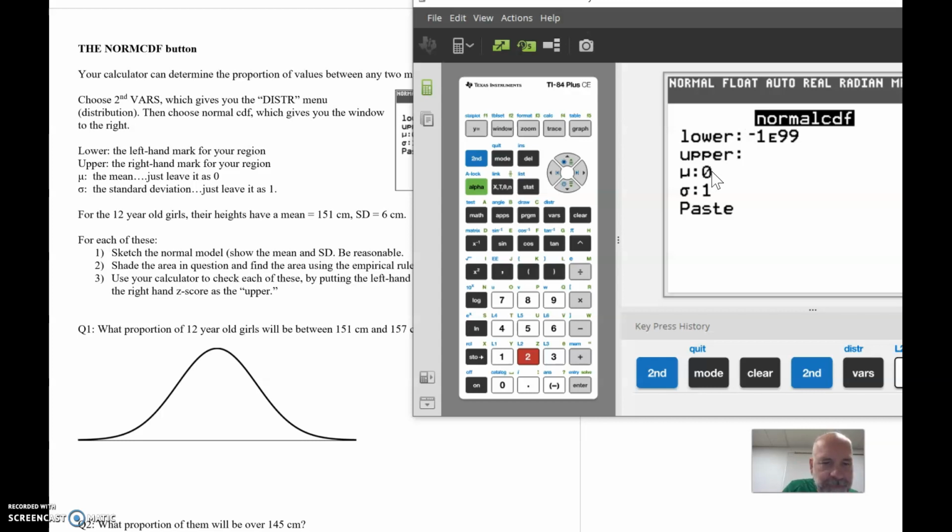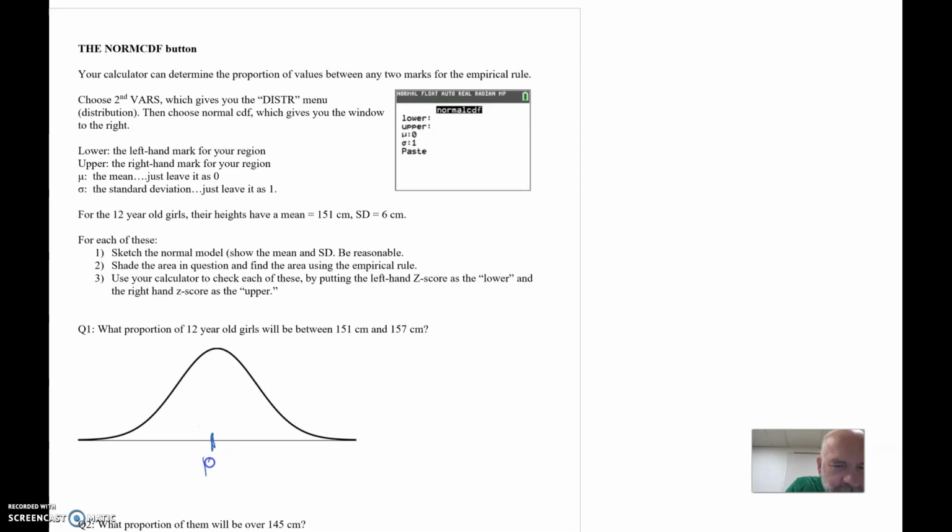All right, so what are we doing? Here's the 12-year-old girls. The mean is 151, and the standard deviation is 6. So I always like to do 1, and then I see if I have to do more. So I go 6 up and 6 down on the turning points, ish. Okay, so for each of these, sketch the normal model. Okay, I gave it to you for free. Show the mean and standard deviation. Did that. Be reasonable in terms of accuracy. Shade the area in question and find the area using the empirical rule.